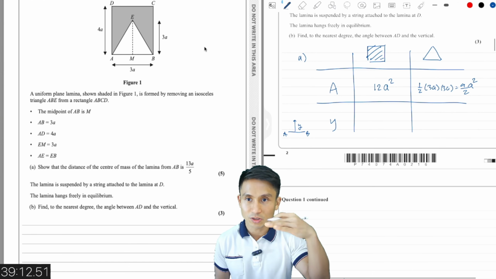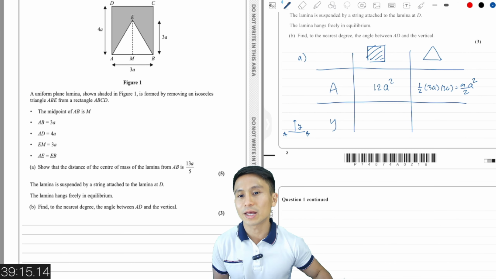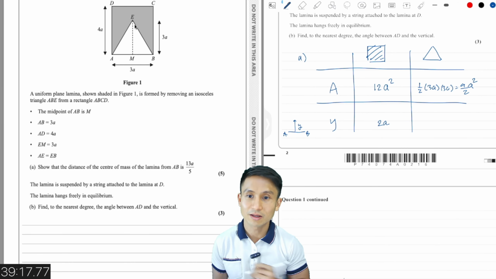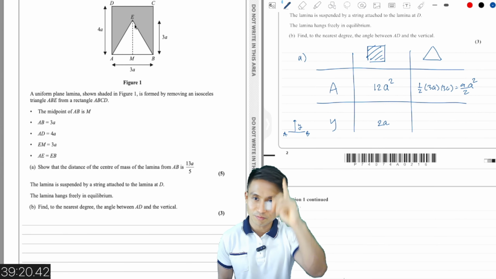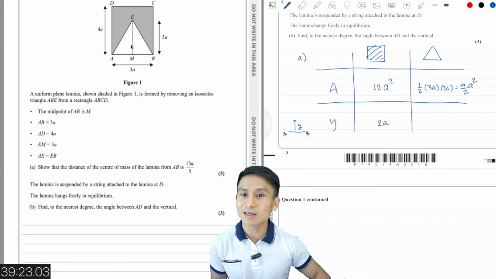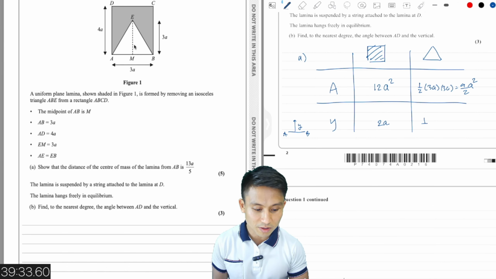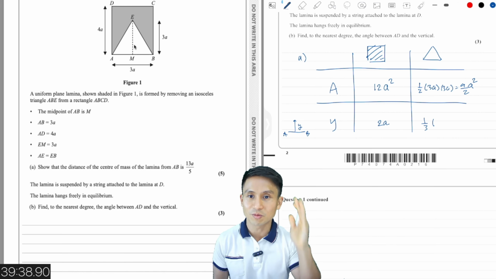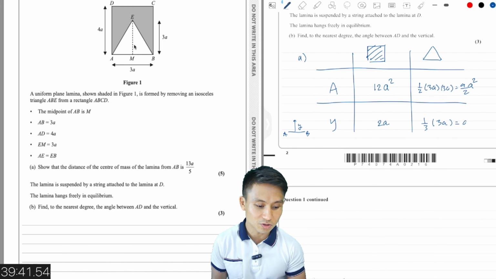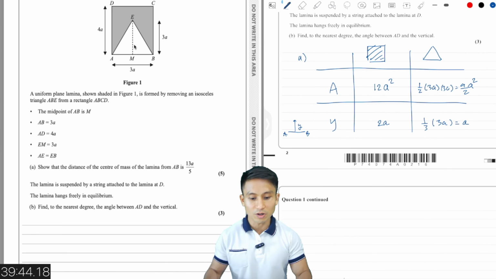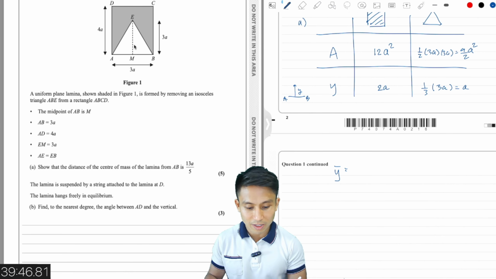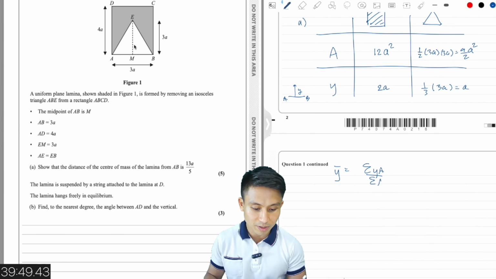And then y. For a rectangle, it's just halfway up the height, which is 2A, yeah? Halfway the height, just up from AB. But for any triangle, the centroid is 1/3 from the base, you need to know that. Or 2/3 from the vertex. So it's 1/3 of the height from AB. So it's 1/3 of 3A, which is just A. And then after we got this table, we do y bar equals sigma YA divided by sigma A, basically.